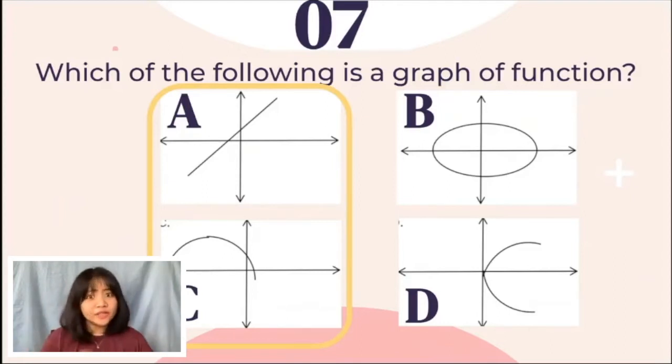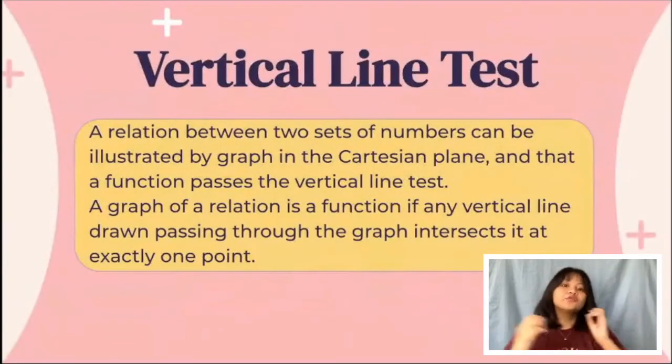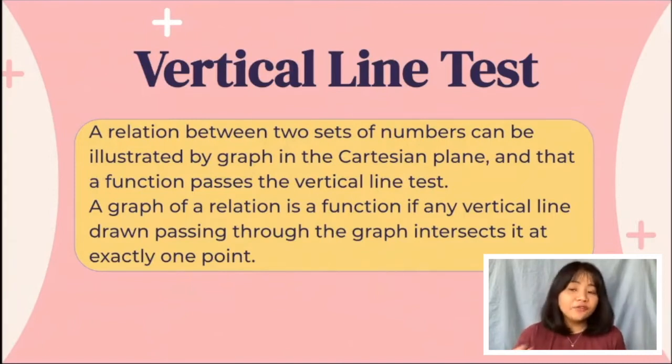So, paano ba mabilis ma-determine if a graph is a function or hindi siya function? So, meron tayong ginagamit na tinatawag na vertical line test. So, a relation between two sets of numbers can be illustrated by graph in the Cartesian plane. So, yung nakikita nyo X and Y, that's what we call the Cartesian plane. And that a function passes the vertical line test or tinatawag nating VLT. Hindi yung sandwich V on V. Letter V tayo, VLT. A graph of a relation is a function if any vertical line drawn passing through the graph intersects at exactly 1.